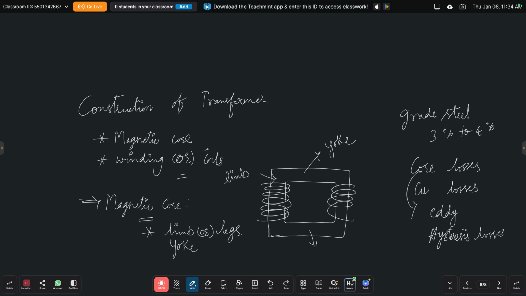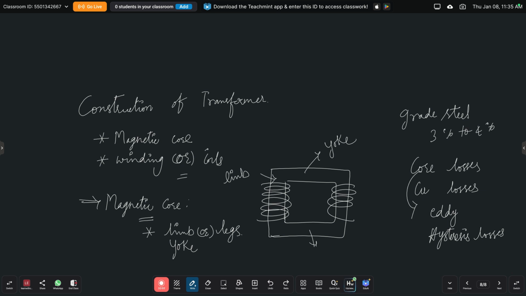So we'll discuss the losses later. Increasing the silicon content, basically the high grade steel we are going to use in the magnetic core, the percentage is 3% to 4%. If the silicon content is increased, it affects the mechanical properties. That means the steel gets brittle if the silicon content is increased beyond 5%. So it will get brittle.